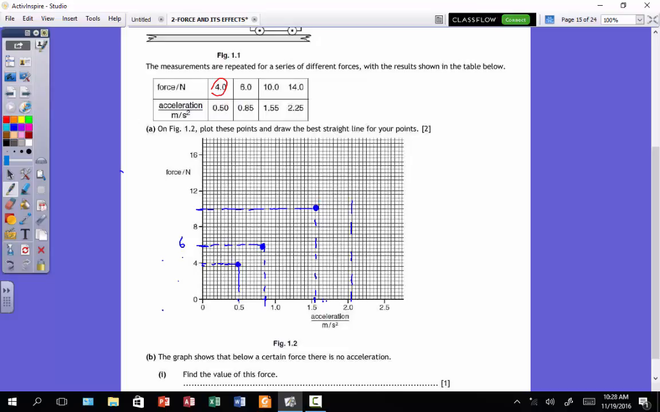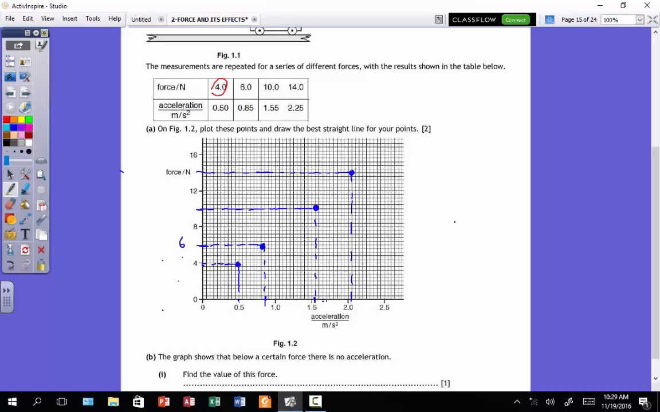And after that, I will find out the 2.25, which is somewhere here, but against the 14, somewhere here. And now the 4 points, I already put it, 1, 2, 3, 4, they're here. I want to draw the best fit.